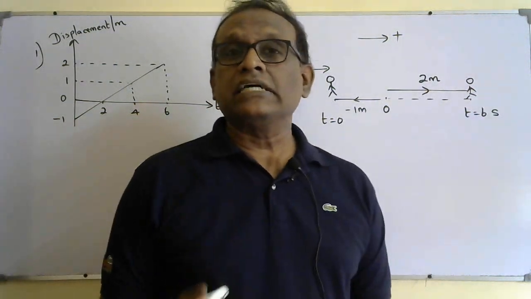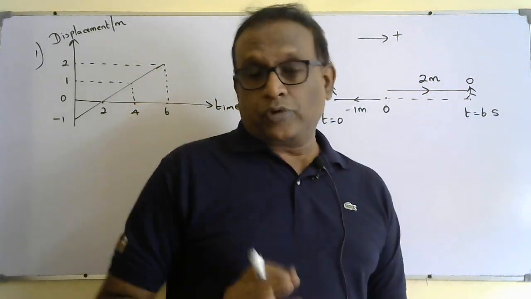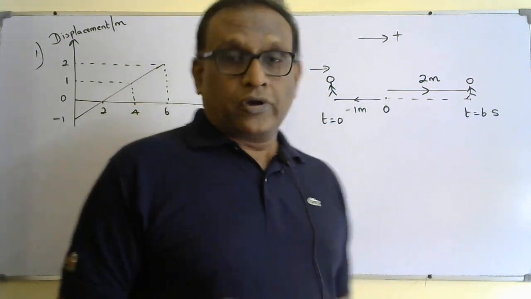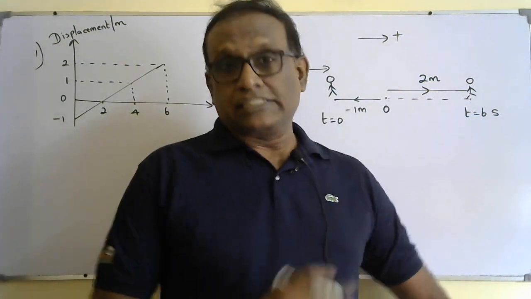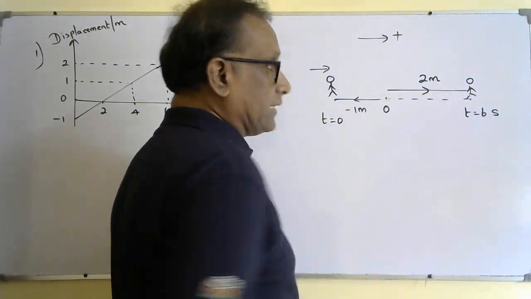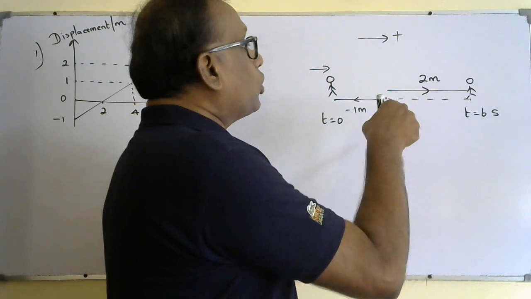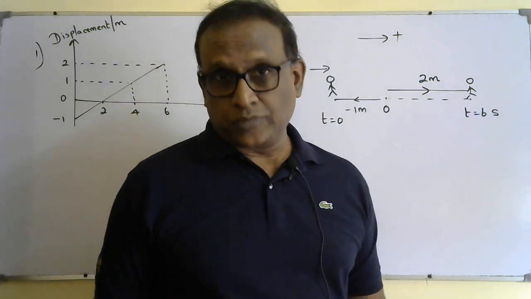The displacement is measured from the reference point. If we want, we can take the reference point as the initial point, but in this question the reference point is some other point, not the initial point where the student starts the measurement. So the final displacement is 2 meters from the reference point, which is a positive quantity.